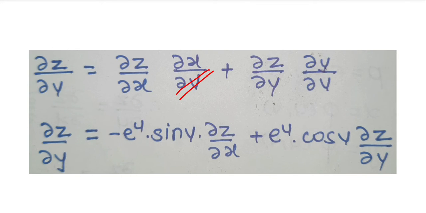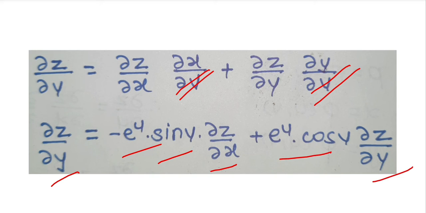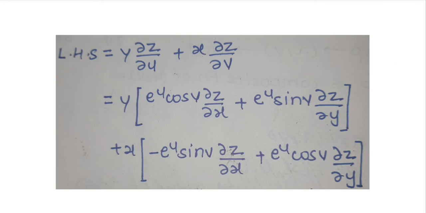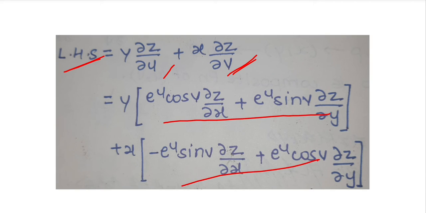Again, we know the value of ∂x/∂v and ∂y/∂v, so we will put it in the equation. So we get ∂z/∂v = e^(-u) sin v ∂z/∂x + e^u cos v ∂z/∂y. Now we will consider the LHS. Considering the LHS, we get y ∂z/∂u + x ∂z/∂v. Okay, so we have written ∂z/∂u and ∂z/∂v.